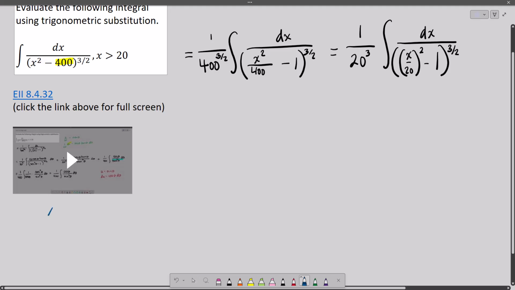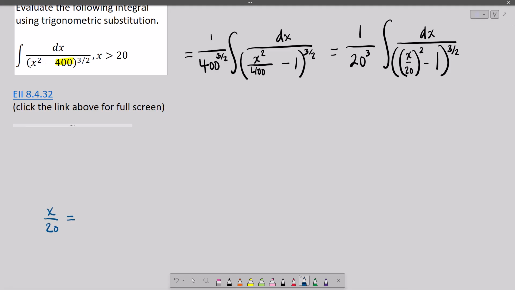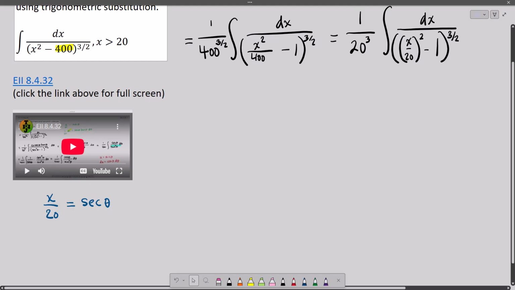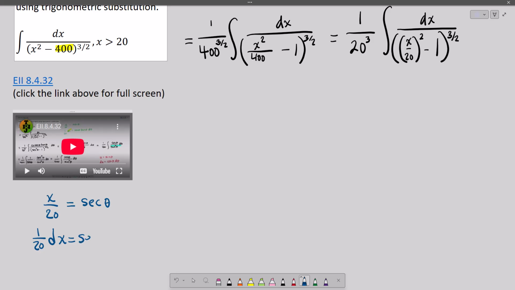So x divided by 20 is going to be secant of theta. We differentiate both sides. We get 1/20 dx. The derivative of secant is secant tangent. Now we're ready to convert all the x's over to thetas. We're ready.